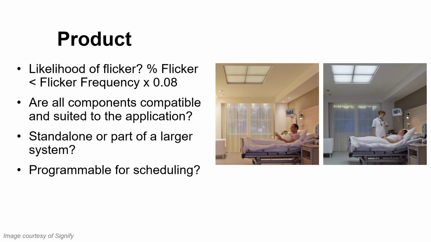Does the interaction between the LED driver and the line voltage dimmer being considered produce flicker? Certain combinations of drivers and dimmers can produce visible flicker. The Department of Energy recommends the combination should produce a percent flicker less than flicker frequency times 0.08, and if that information isn't available, to consider a mock-up before final installation. Are all devices in the system compatible and suited to the requirements? Evaluate the driver's dimming performance while confirming its compatibility with the dimmer.